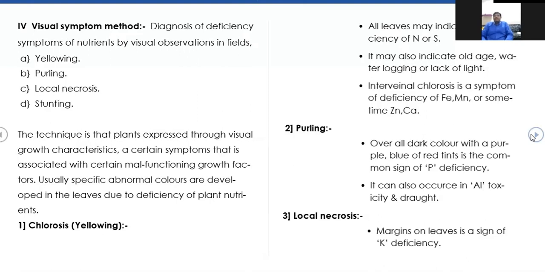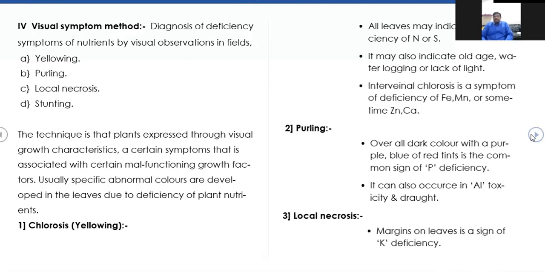The second is known as purpling. Overall dark color with a purple-blue tinge is a common sign of phosphorus deficiency. It also occurs in aluminum toxicity, known as the antagonistic effect: deficiency of one element causes excess of another element, known as toxicity.